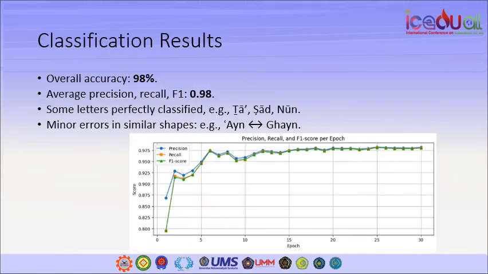The classification results were also strong. Overall accuracy was 98% with high precision, recall, and F1 score. Some letters were recognized perfectly, such as ta, syin, and nun. A few errors happened when letters had similar hand shapes. For example, ain was sometimes confused with ghain.